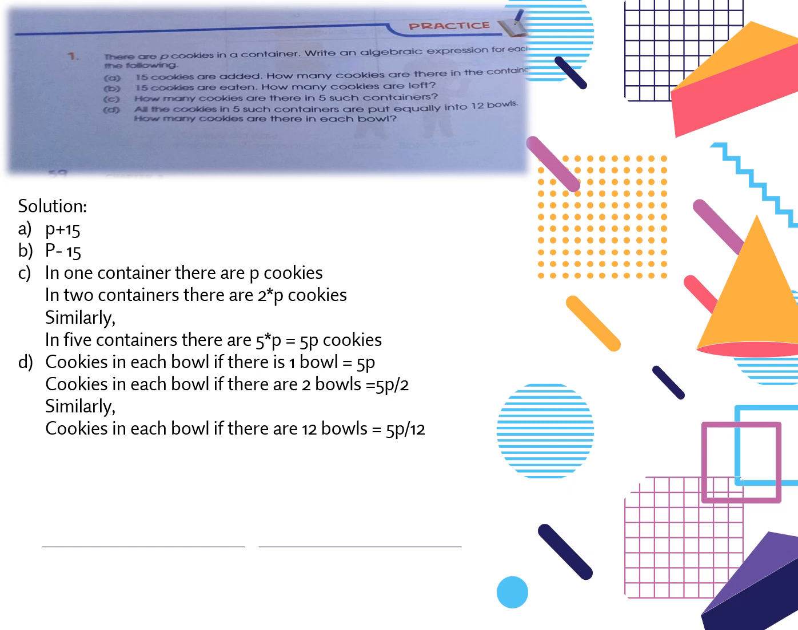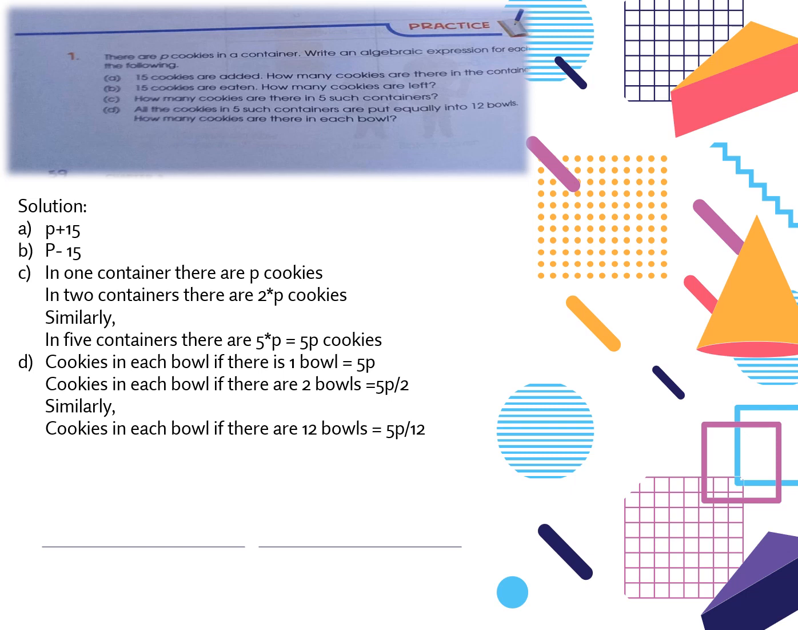Hello children, in this video we will continue our lesson of Introduction to Algebra and look at the solution of the practice questions. So starting with question number 1, which says there are P cookies in a container. Write an algebraic expression for each of the following. And part A says 15 cookies are added.